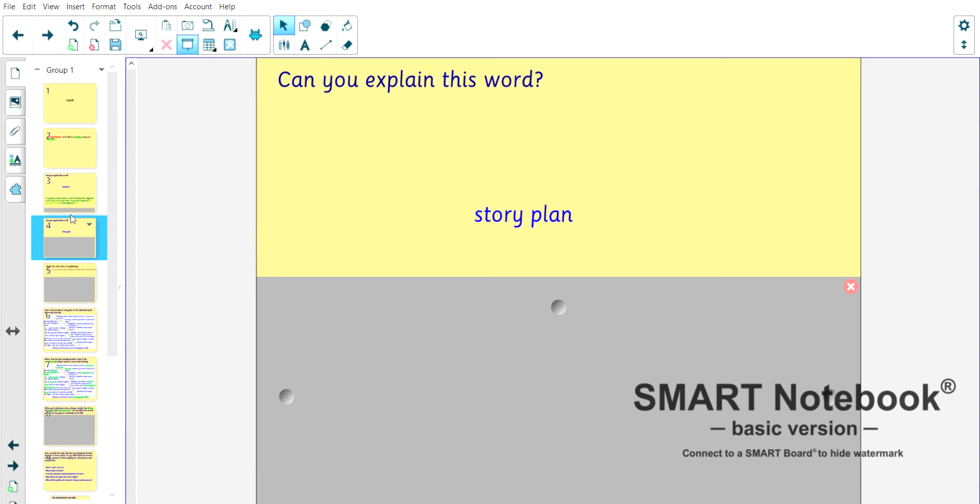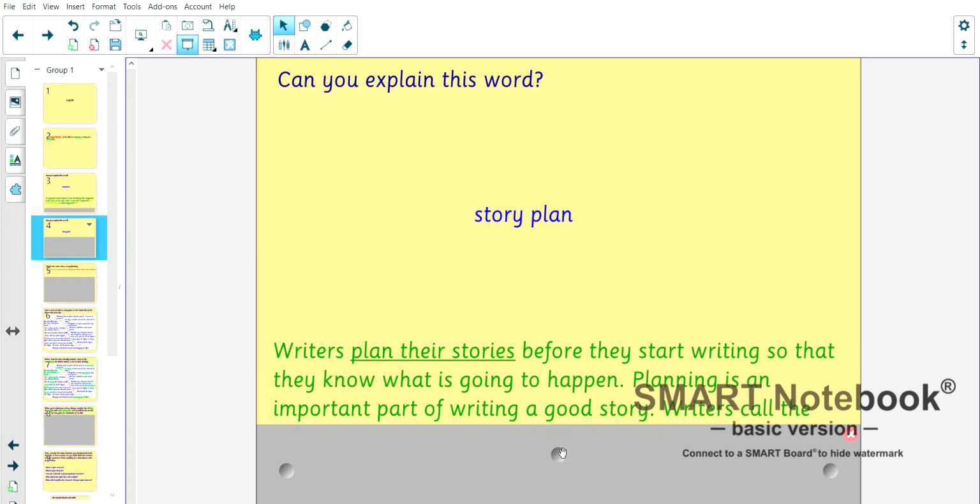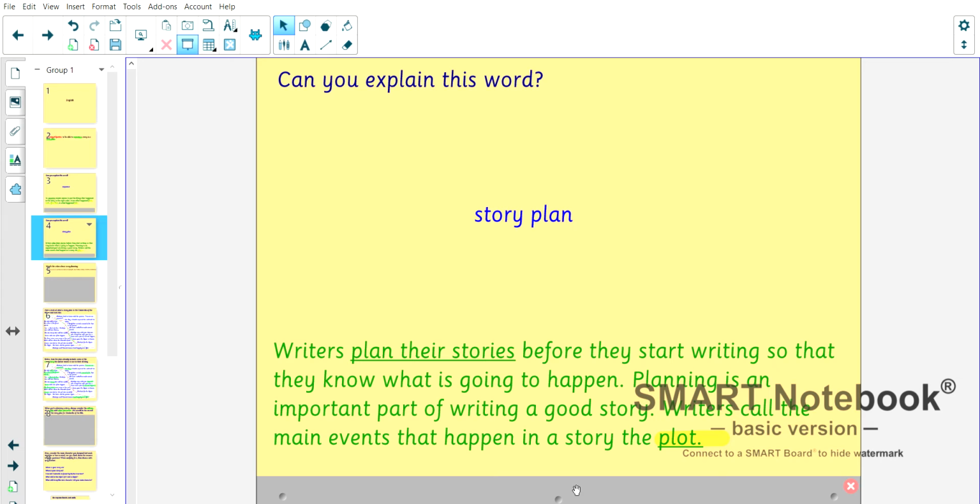Now, the second word was a story plan. Talk to your partner. Pause me here. Well done. So a story plan is something every single writer has to do before they write a story. Writers plan their stories before they start writing so that they know what is going to happen. Planning is an important part of writing a good story.